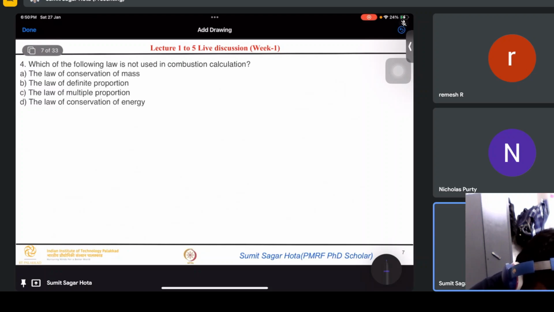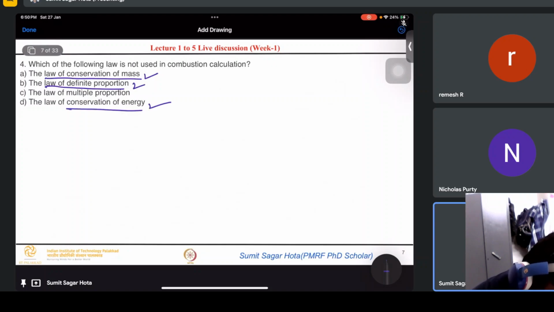Very simple thing. Conservation of mass, everybody in the world knows this. Conservation of mass is obviously a correct option. Continuity equation you can apply, so this is correct. Law of definite proportion, this law, all these things we will see in future. This is also a law. Conservation of energy, obviously a very good law.